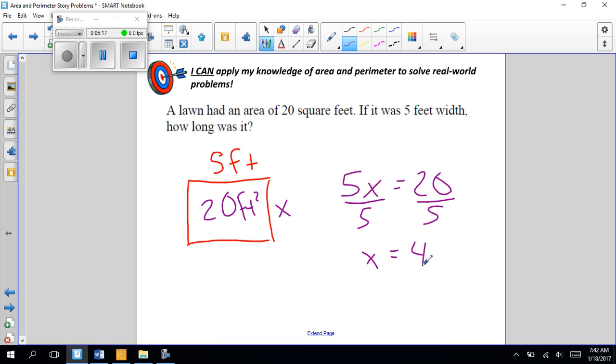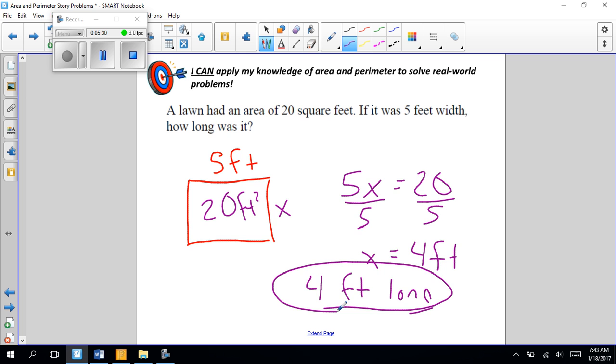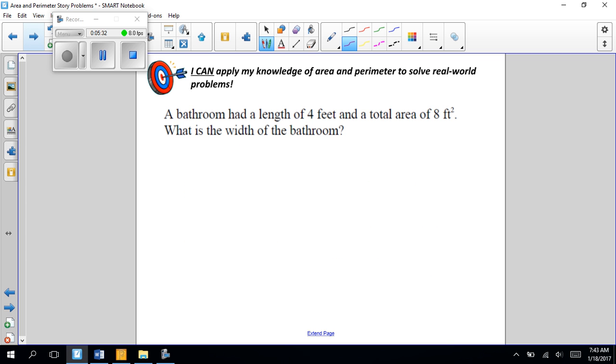All right, and I have to make sure I label. We have a story problem, so we label it. So I know that it is 4 feet. I guess I better put it down here. 4 feet long. Got it. Next one.